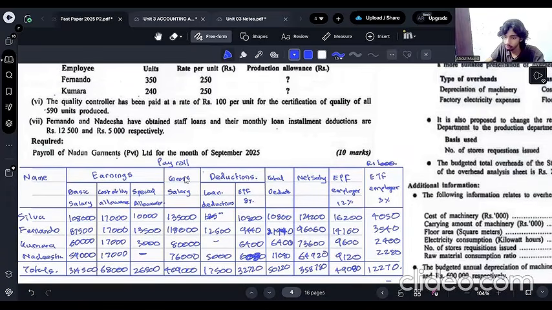So you can say here payroll of Nadun Garment for month end. You can write it in two separate lines. Month end. Or you can say for the month of September 2025. So this is your payroll, 10 marks.